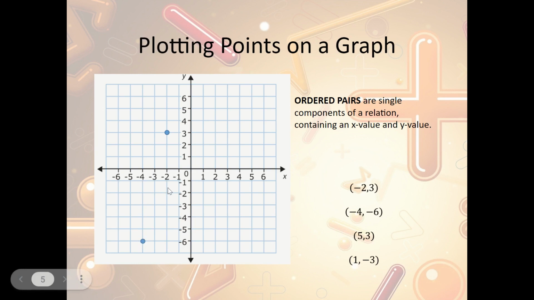Then I have 5, 3. So x is 5, so I'm going to go find where x is 5, which is here. And y is 3, so I'm going to go find 3, which is right there. And there's that point. And lastly, I have 1, -3. So x is 1, so I'm going to go find 1 on the x-axis, which is here. And -3 on the y-axis, which is here. And I plot that point. And now I have plotted all 4 of these ordered pairs.